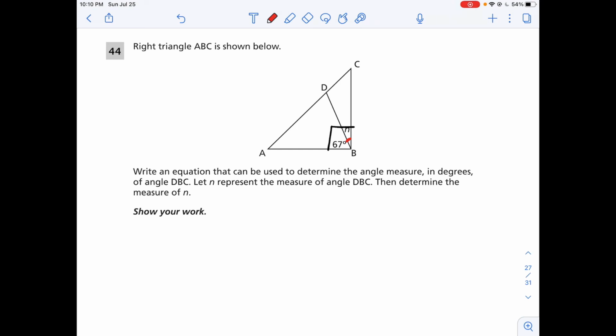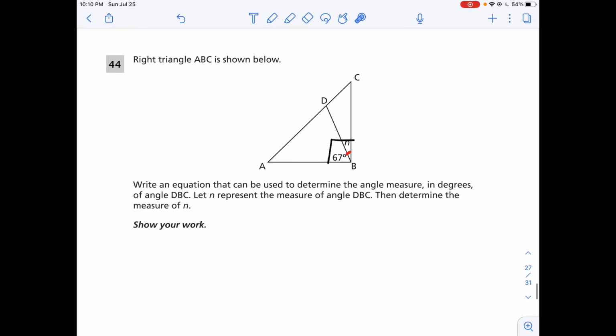Okay, so we have to write an equation. Remember, an equation has an equal sign. So we know that the whole entire degree here is 90 degrees. How do we know that? Because they say it is a right angle. How do we know it's a right angle? Because we know that it is a right triangle. Okay, and this obviously is an acute angle, and this is an acute angle, so this one has to be the right angle. So we know that the total has to be 90 degrees. So we can do 67 degrees plus n degrees has to equal 90 degrees.